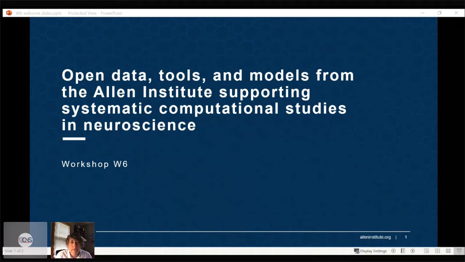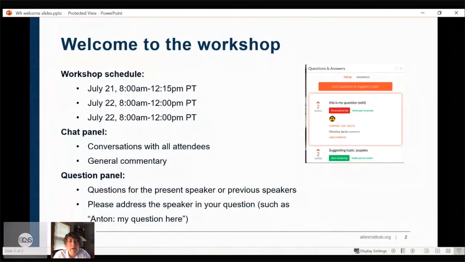All right, this is the second day of our workshop on the open data tools and models from the Allen Institute that support computational studies in neuroscience. We're gonna get started in just a couple of minutes. So this is our second day. The first day we spent learning a lot about mostly connectivity data sets and seeing examples of some of the work that people have been doing with that. Today we're gonna focus on more of the cell types data and we have a lot of exciting talks lined up for today.